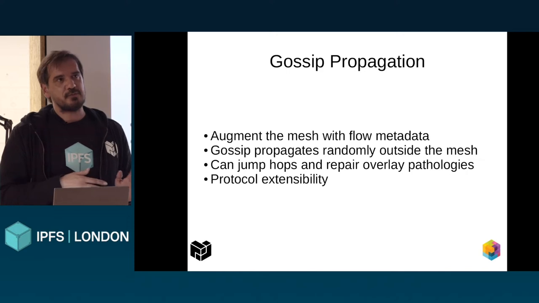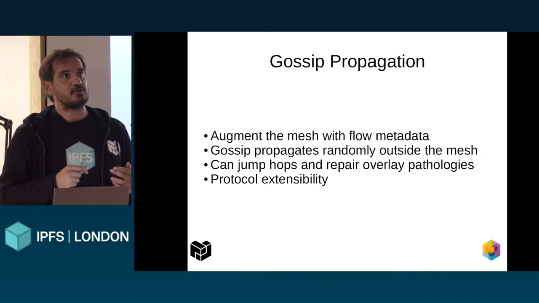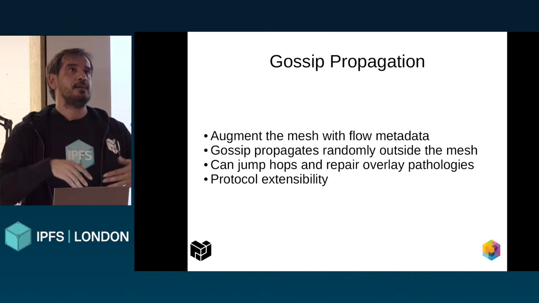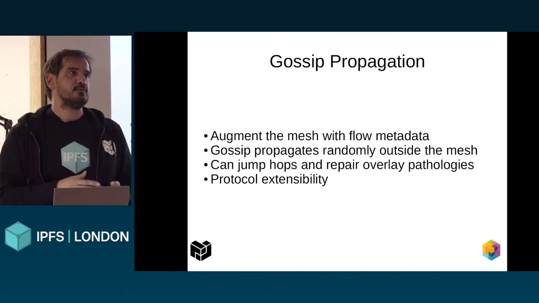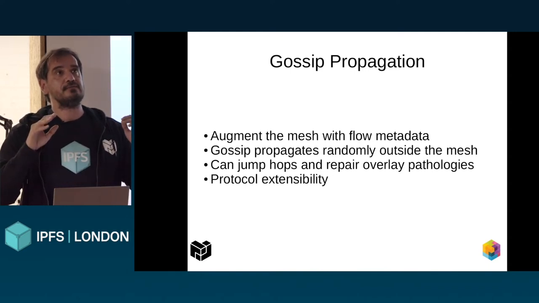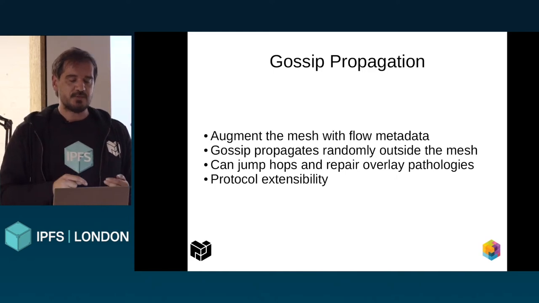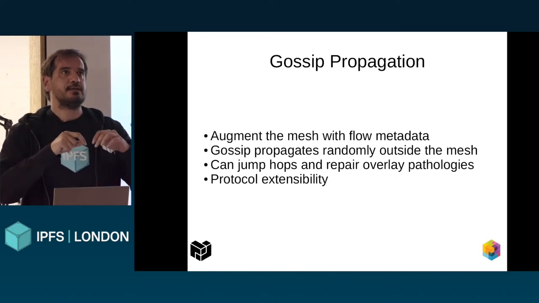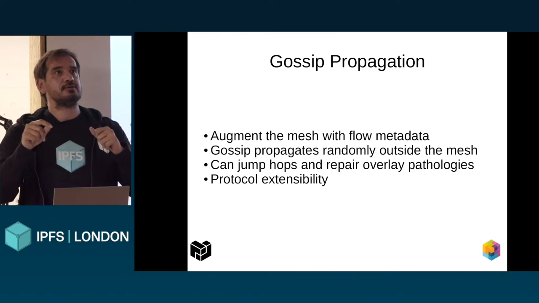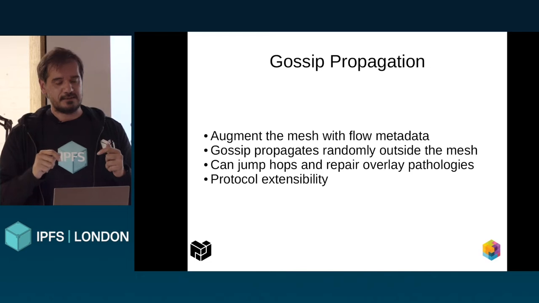On top of the overlay construction, we augment the mesh with gossip propagation about flow metadata. To the peers that we're not sending messages to, we occasionally send gossip messages that say, hey, here are the messages that I have, and if you want, you can ask me for them. This allows us to jump hops. For example, you might have a node you are connected to that is at a long distance from you in the overlay, so this allows you to jump hops and directly send the messages.